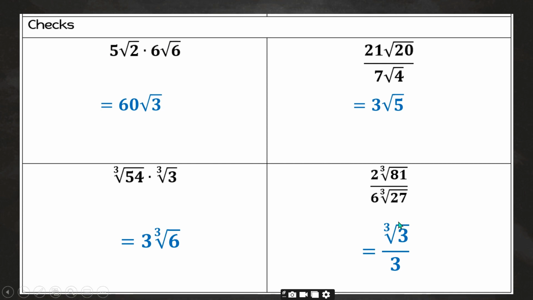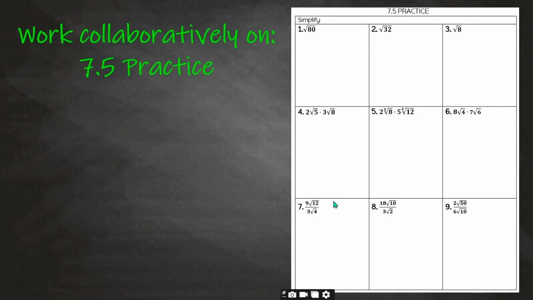The reason why I ended up with a radical up top is because I had a larger number, 81, divided by 27. So I no longer have a radical in my denominator. So I would write it as cube root of 3 divided by 3 because my larger coefficient was in the bottom. So be careful and make sure you're following the rules and not getting rid of the fraction just because you don't like fractions. All right, here's your practice.